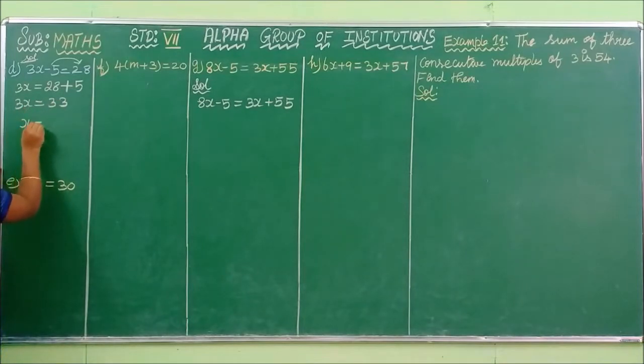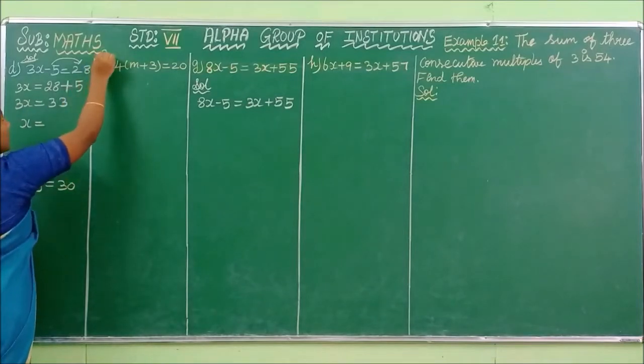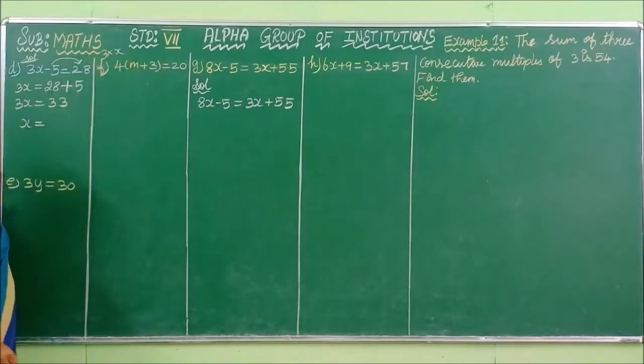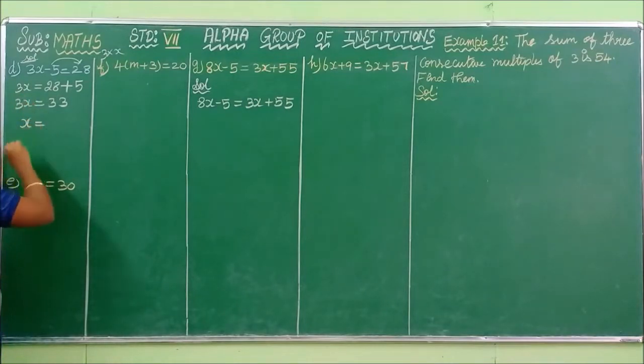So x equal to, what is the operation between 3 and x? Yes, multiplication. 3x means 3 into x. So in the process of the transposing method, if you bring one term from one side to the other side, its sign should be reversed. So multiplication is reversed as division. Division is reversed as multiplication. Subtraction is reversed as addition. Addition is reversed as subtraction.